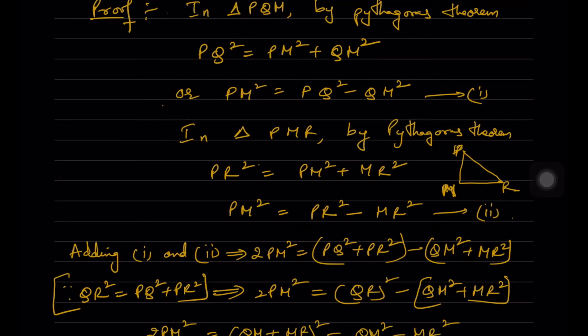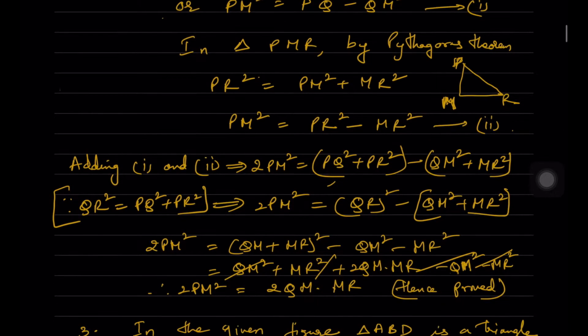square, and PQ square minus QM square. If you add the first and the second equation, you get PQ square plus PR square minus QM square plus MR square. Since QR square is equal to PQ square plus PR square, that means this is equal to QR square.